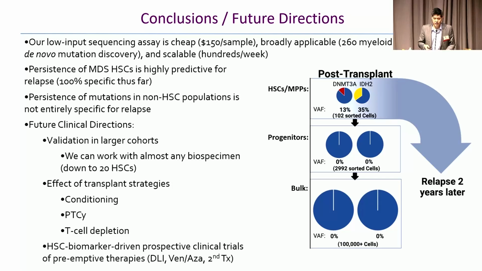And for future clinical directions, we obviously want to validate this in larger clinical cohorts, and we're eager to work with anyone who would like us to look at their samples. We'd like to look at the effective transplant strategies on MDS HSC depletion. And perhaps most importantly, we think this enables the performance of really HSC biomarker-driven prospective clinical trials of preemptive therapies with things like second transplant and Ven-Aza.